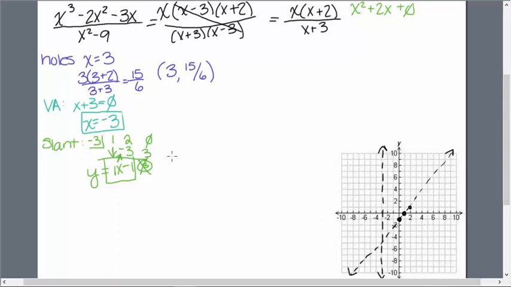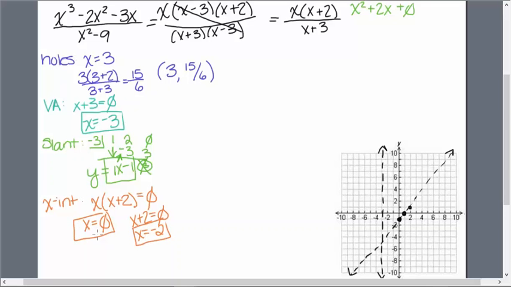Now, for this one, I need to find x-intercepts and y-intercepts. So let's find some colors I haven't used. An x-intercept is found by taking the numerator and setting it equal to 0. So in other words, x times x plus 2 equals 0. If I have two things multiplied together that equal 0, each independently equals 0. So I have x equals 0 and x plus 2 equals 0. This one's already done. This one is at negative 2. So I hit my x-axis at 0 and negative 2.